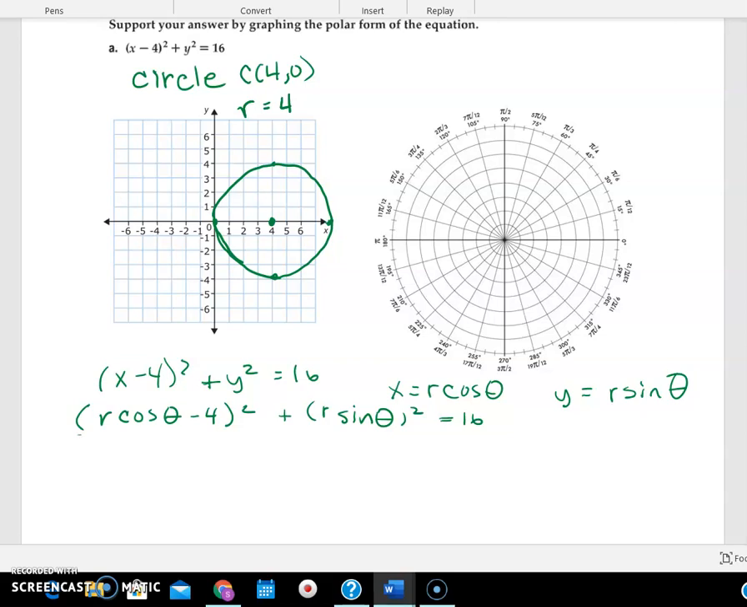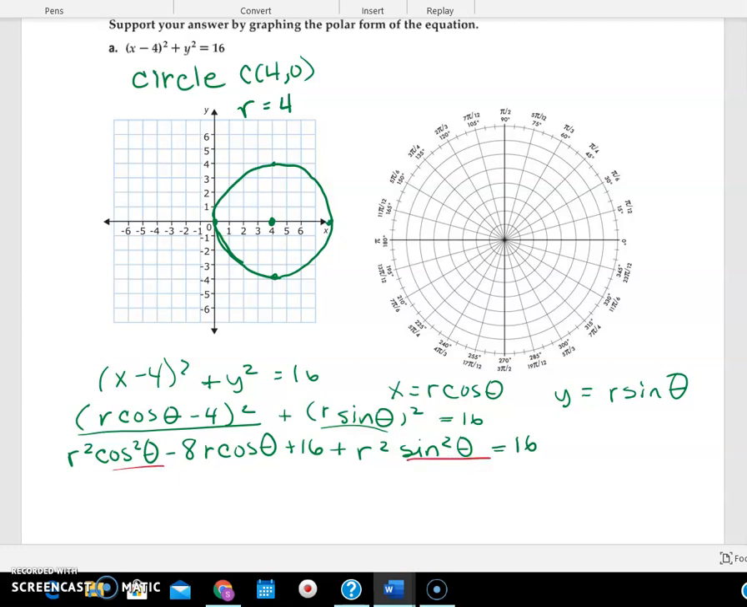And for this first term, it's a binomial squared, so you have to FOIL, and we would have r squared cosine squared theta minus 8r cosine theta plus 16. And then for the second term, we'll just have plus r squared sine squared theta equals 16. Now I'm hoping that you're already thinking, oh, I've got a cosine squared and a sine squared here, and it should start to get you thinking about identities, in particular the Pythagorean identities.